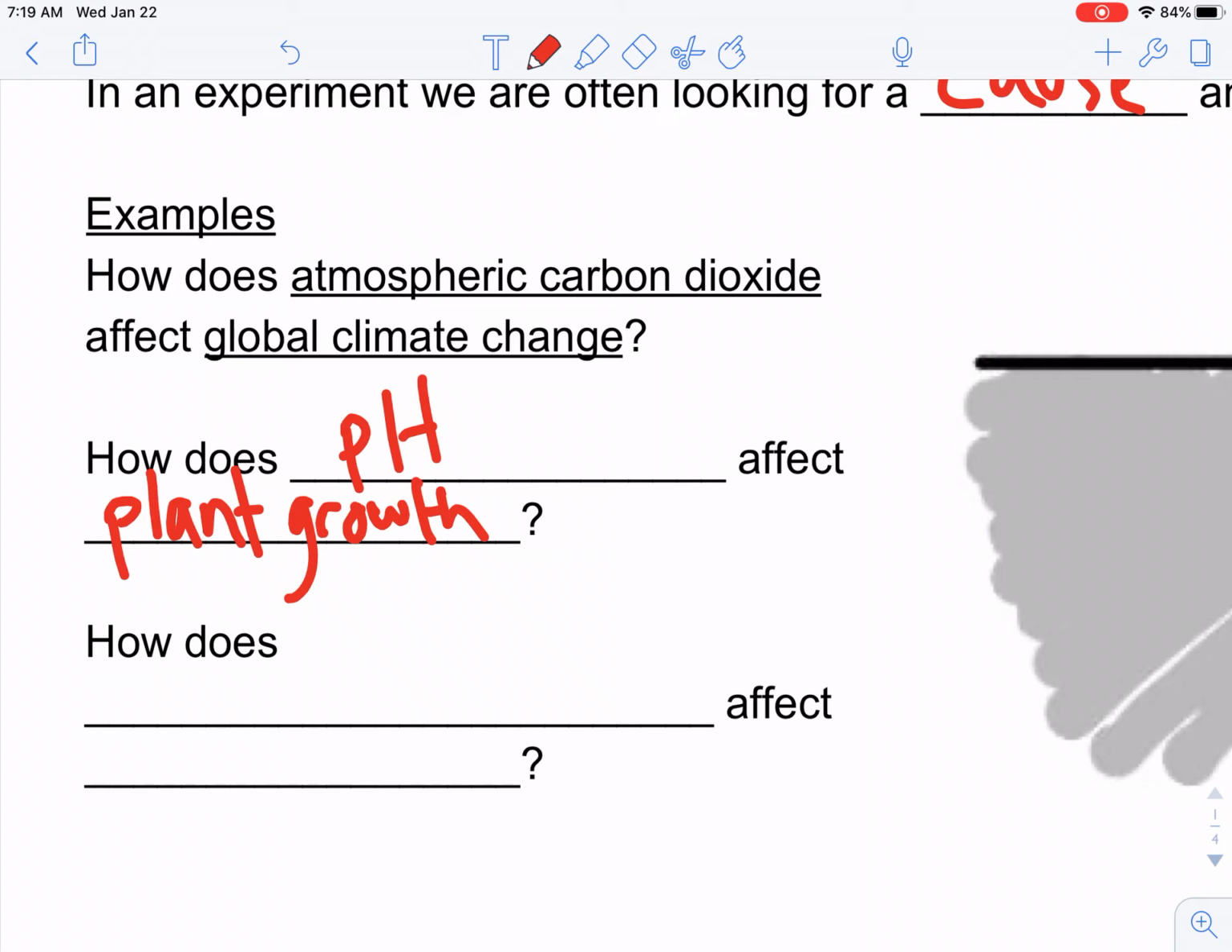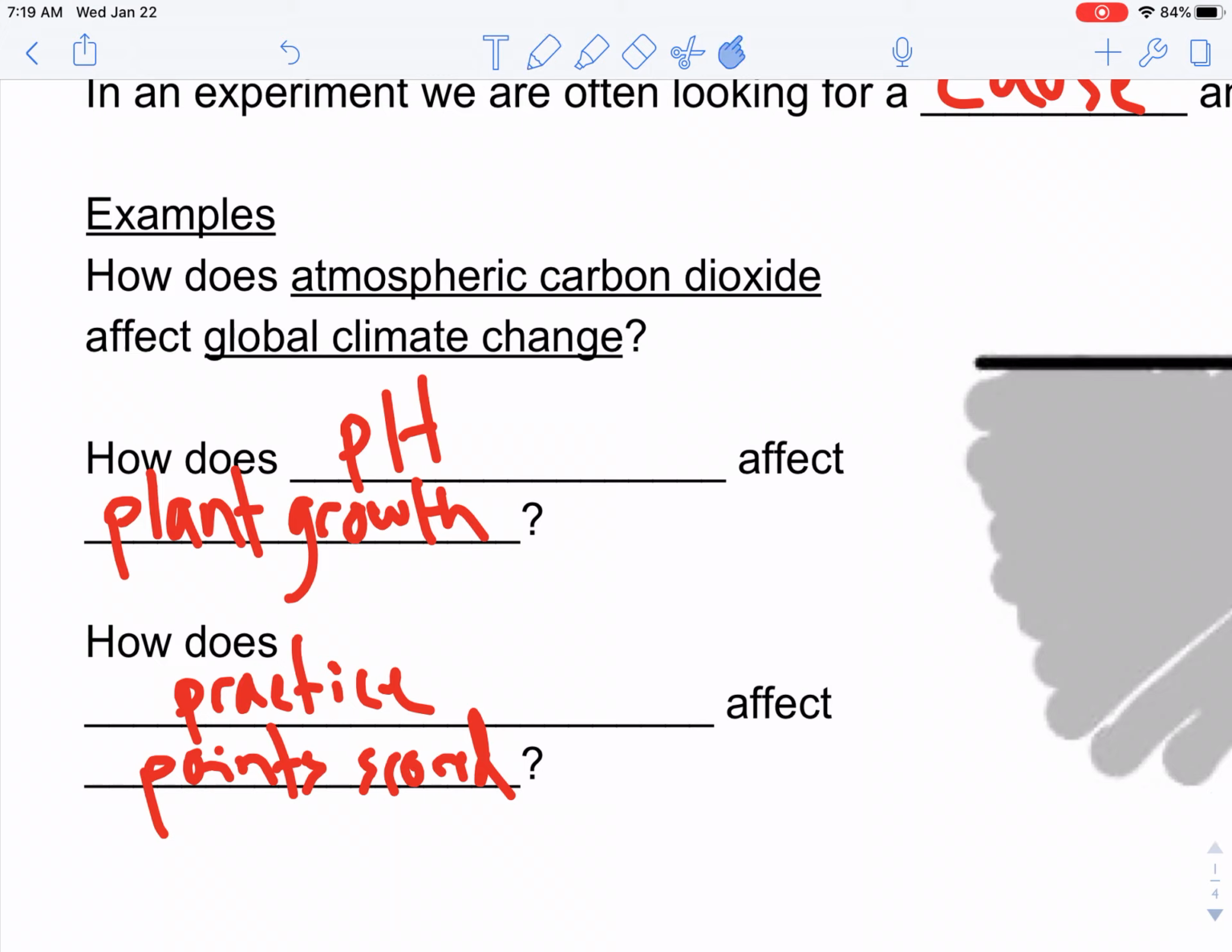Another one might be, how do hours of basketball practice affect your points scored? So how does practice affect points scored in a basketball game? These are just examples of scientific questions. And if you notice, there's always two pieces: there's the cause and there's the effect.